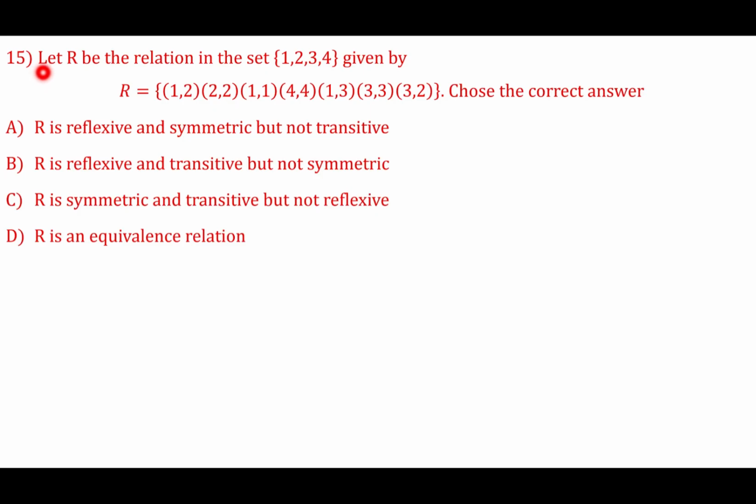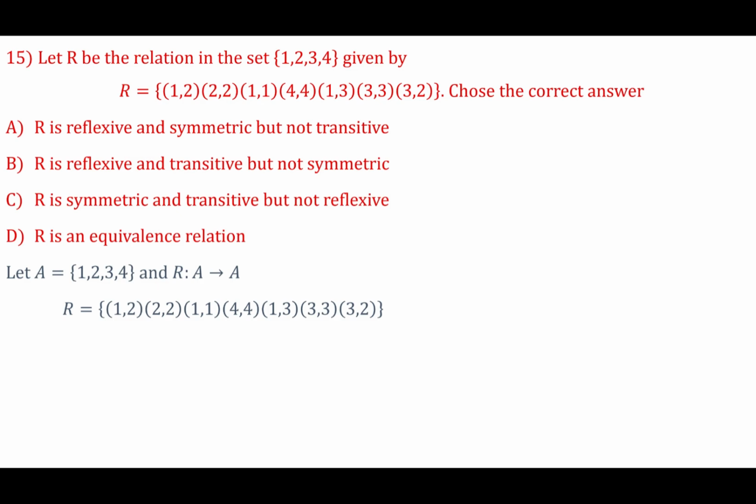Question 15. Let R be the relation in the set {1, 2, 3, 4} given by R equals this. Now we need to choose the correct answer from these options. At first, set A is given as {1, 2, 3, 4} and relation R defined on set A is this one. We have to check one by one.